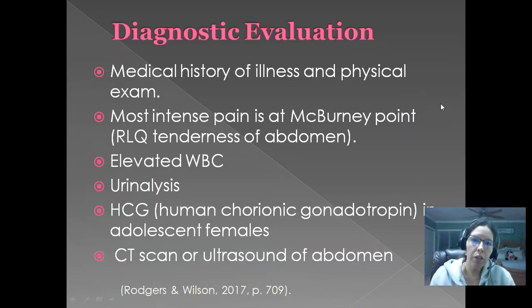Okay, so let's go over the diagnostic evaluation. A thorough medical history of illness is very important, as well as a physical exam. Usually the most intense pain is in the right lower quadrant at McBurney's point. When lab analysis is performed, you will see elevated white blood cells. A urinalysis is also done to rule out urinary tract infection.